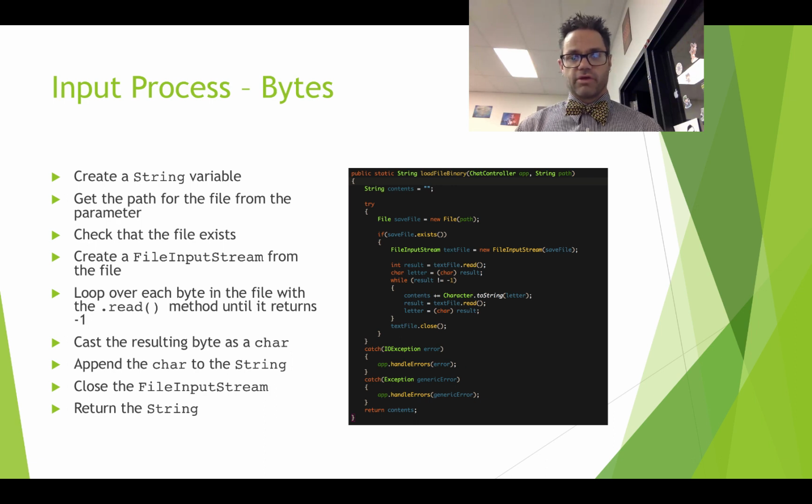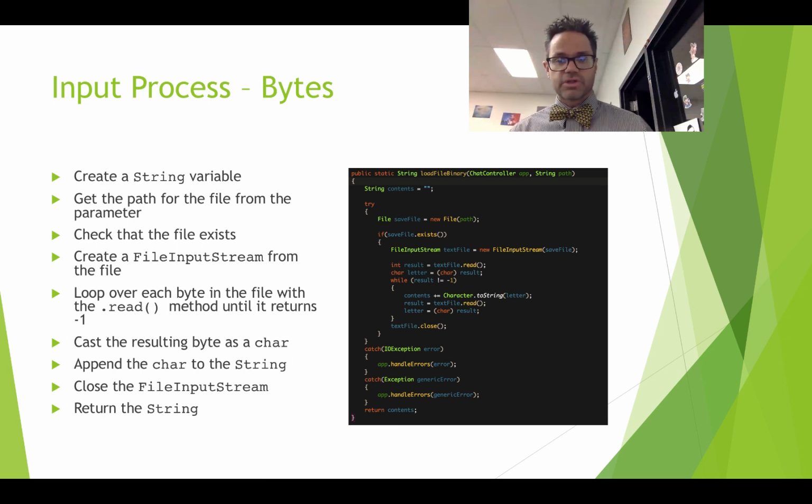Again, as you can see on that load file, it has the same two parameters, the app and the path we're working for, and it still returns a string. So, oh look, it's the same basic structure we saw with our previous input version. Now, where it becomes different is when we look inside that if block, if the file itself exists. I create a file input stream, text file, from that save file that I just created, similar to how we did with the scanner, but a little bit different.